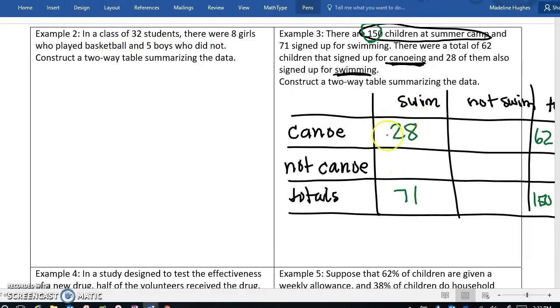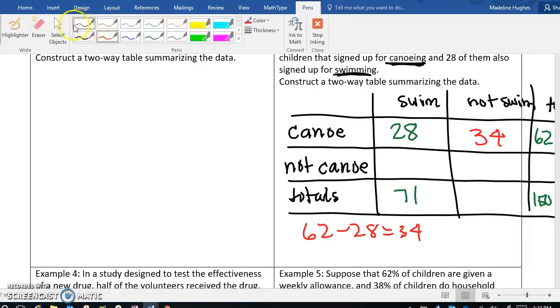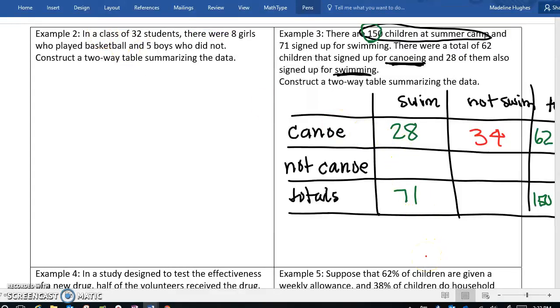Do it in red. Right, so if I have 28 canoeing, and there's a total of 62, to find the ones not swimming, I do 62 minus 28. Now you can just do that in your calculator. So what I'm going to do is just 62 minus 28, and that will give the remaining, which is 34. So that goes in here. And I just wrote that to show you, so I don't really need that. Okay, so I can do the same thing with this swimming column. So there are a total of 71 swimmers, 28 are also canoeing. So how many of those swimmers are not canoeing? So 71 minus 28, that answer is 43. That goes right here. Or you can double check, 28 plus 43, yes, that gives me 71.